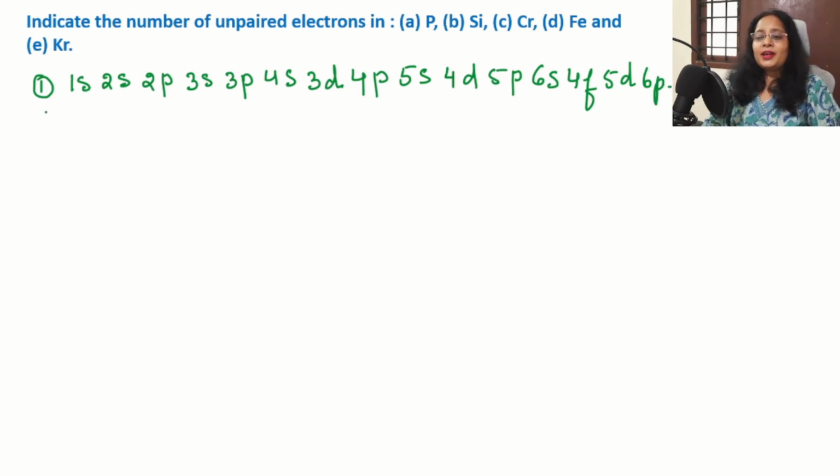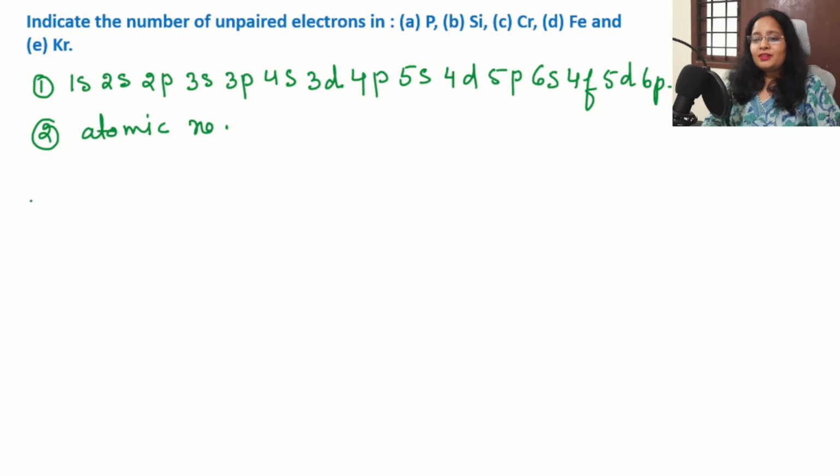You have to memorize, and each and every time we will use the same pattern to write the configuration of any of the elements in the periodic table. The second point which we have to remember is the atomic number of the elements. So if we know these two things, we are able to write the electronic configuration, and by writing the electronic configuration we will be able to calculate the number of unpaired electrons.